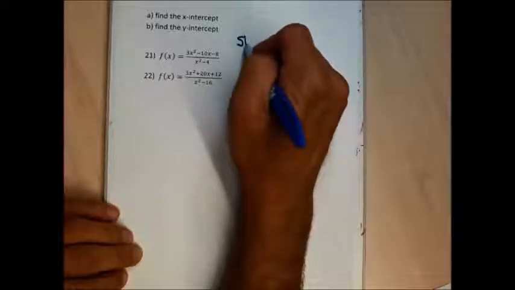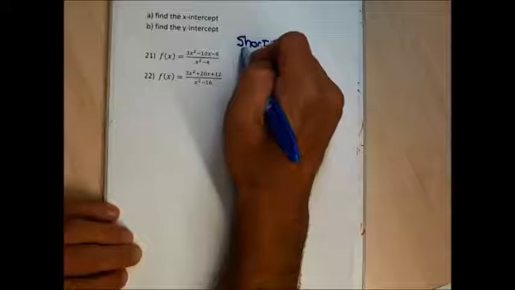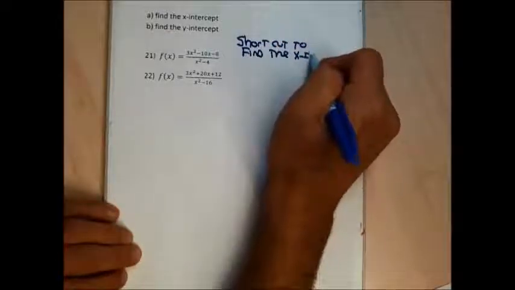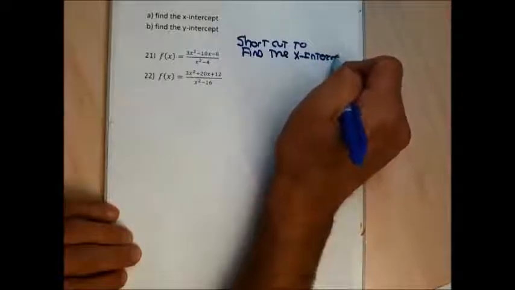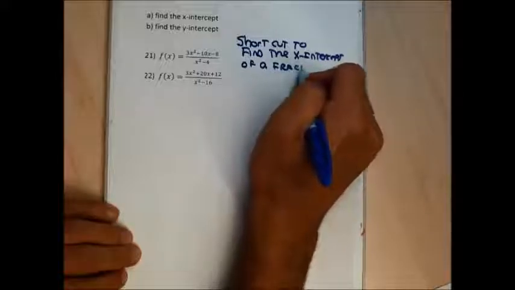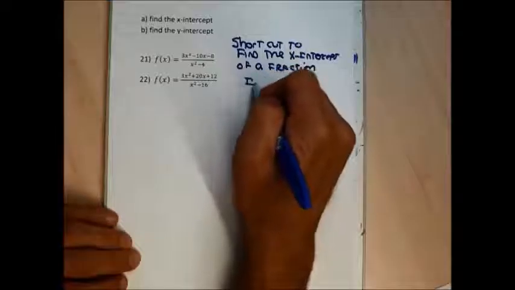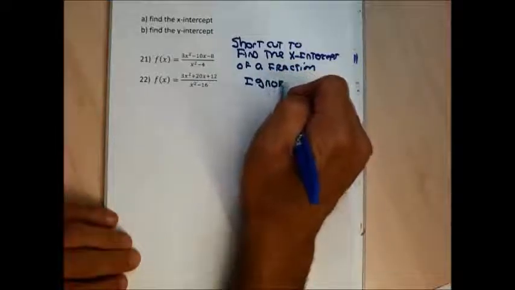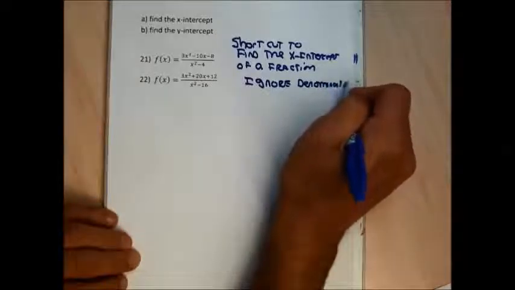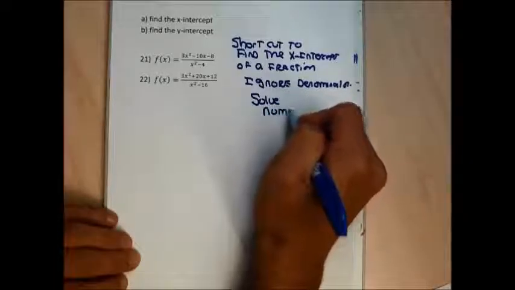So the shortcut to find the x-intercept of a fraction, rather than setting it equal to 0 and cross multiplying, is to ignore the denominator and solve the numerator equal to 0.